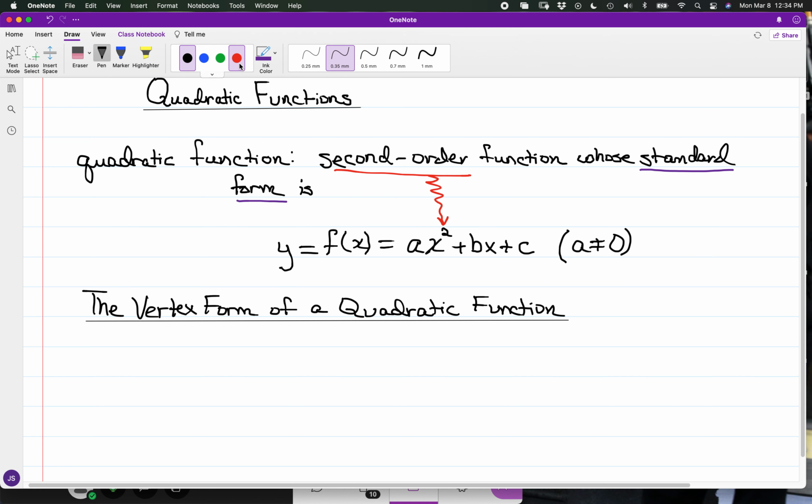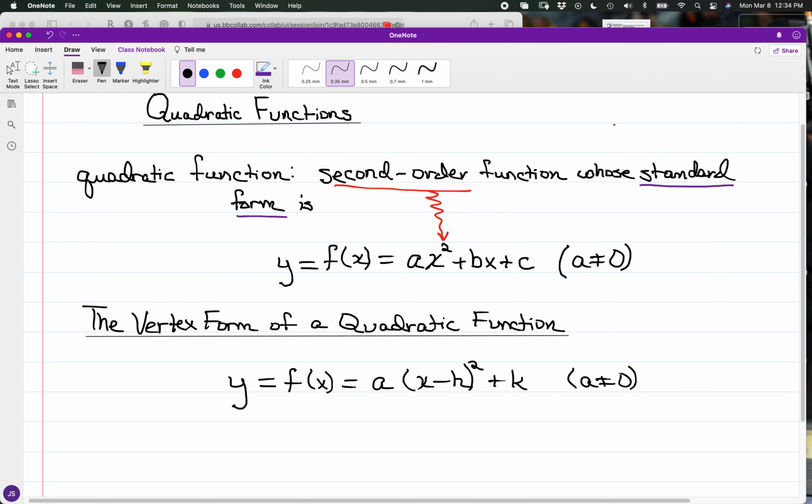For the vertex form, y is equal to f of x, which is equal to a times the quantity of x minus h raised to the second power plus k. And like the standard form, the leading coefficient a cannot be 0.